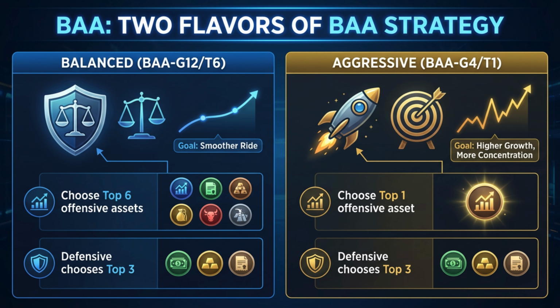The paper tests multiple versions. Two headline versions are Balanced BAA, which spreads risk by owning the top 6 offensive assets when risk on, and Aggressive BAA, which goes all in on the single strongest offensive asset. Both use the same canary protection concept and the same monthly rhythm. The difference is mainly how concentrated the offensive side becomes.